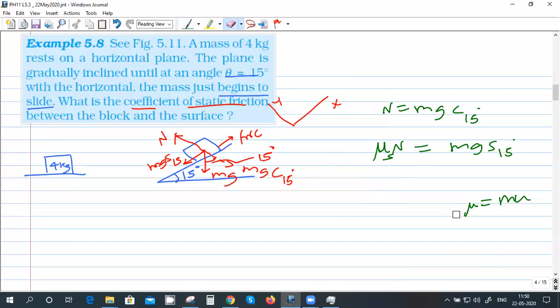All right. How do you find mu now? mg sin 15 by mg cos 15. You just have to divide these two. mg will cancel, so this is tan 15. Is that clear? In general, mu s is tan theta, if theta is the inclination of the plane. So this angle theta is called the angle of repose.